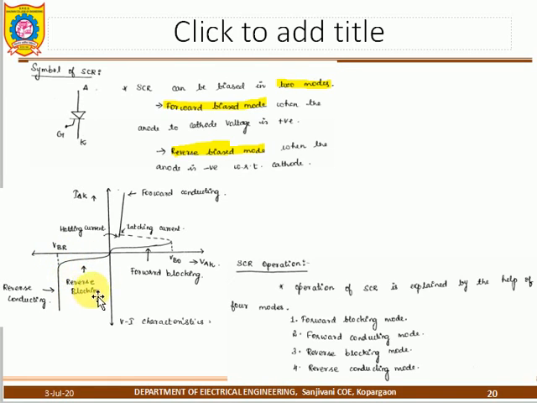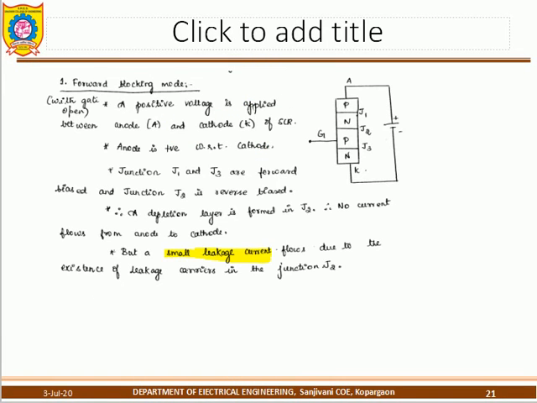During the reverse blocking mode, the SCR in the reverse direction does not conduct; only a small leakage current takes place. Once it crosses the breakover voltage, the SCR is triggered and moves into the reverse conduction mode. That's all.